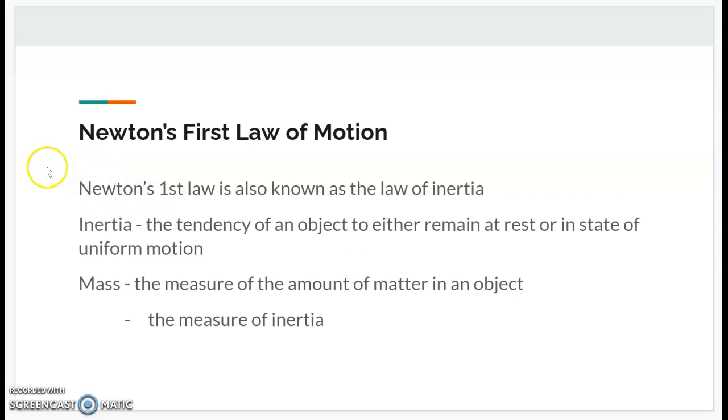All right, so the first law is also known as the law of inertia. This word inertia, make sure you've written this down too, is the tendency of an object to remain at rest or in the state of uniform motion. And you can kind of think of it, this is how I think of it at least, is that matter is lazy, and it will just want to keep doing what it wants to do unless something else changes that.